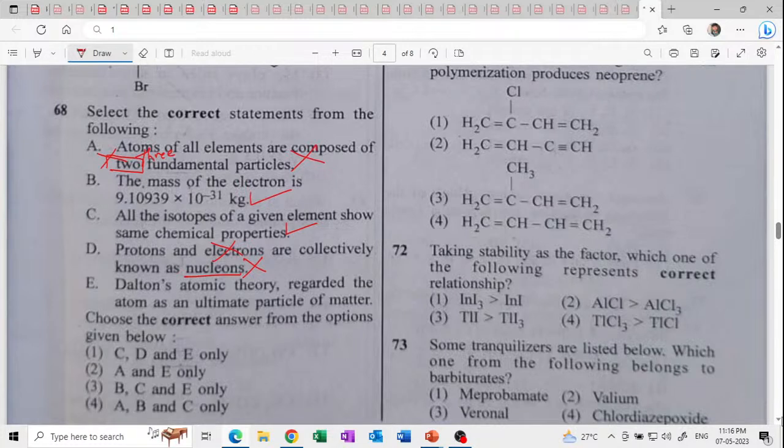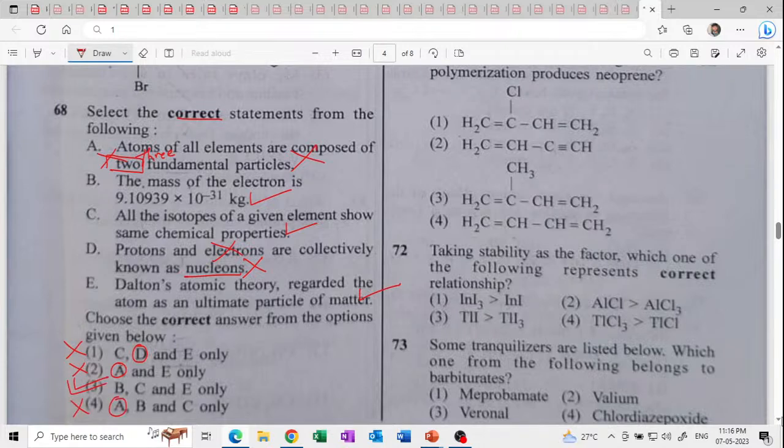Dalton atomic theory regarded the atom as an ultimate particle of matter. Yes, this is correct. So D is not included as correct, so this is ruled out. That's a correct statement. Get it? And A is also not included, because A is incorrect. So A is not included. So the third option is the correct one.